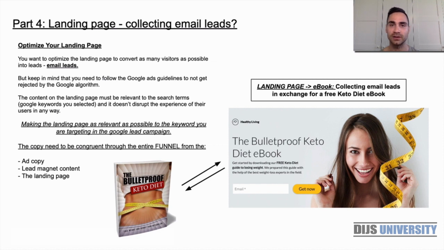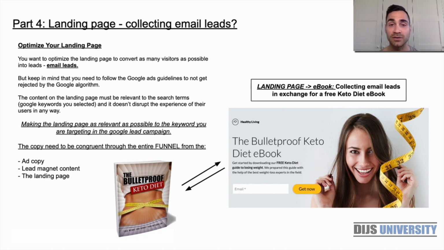So the message that you are giving with your ad copy, the keywords that you are targeting, and the copy on the landing page that you are saying, all these need to be congruent. So making the landing page as relevant as possible to the keyword you are targeting in the Google lead campaign. So the copy needs to be congruent through the entire funnel, from the ad copy, lead magnet content and the landing page, like I just mentioned before.